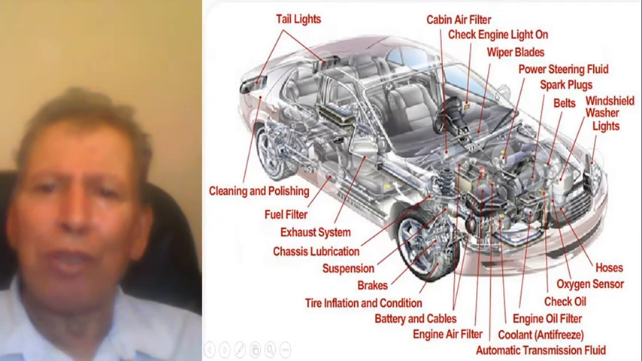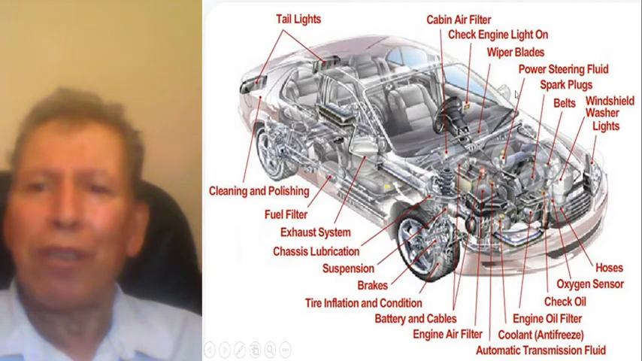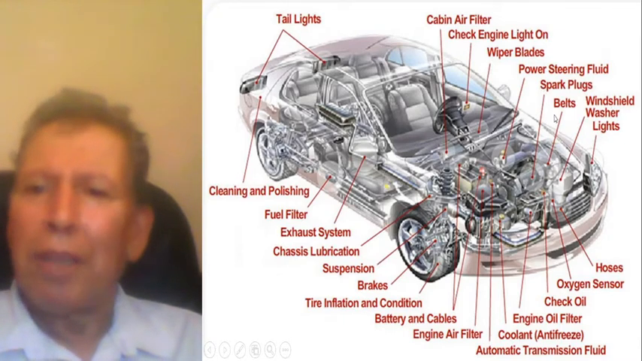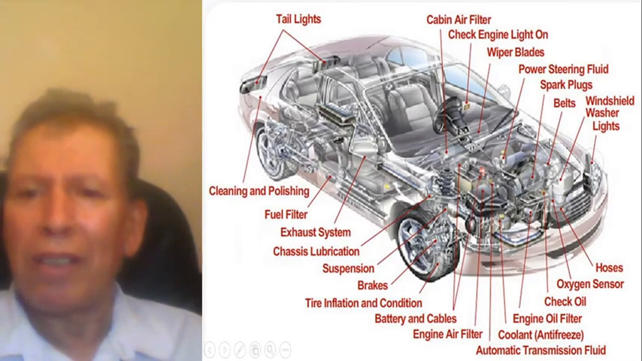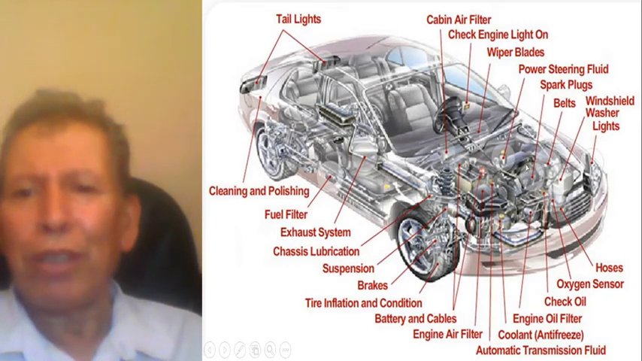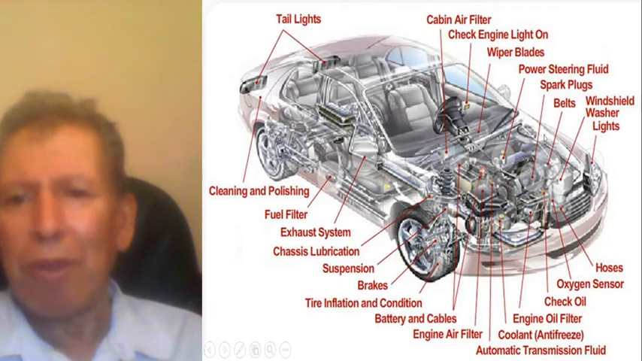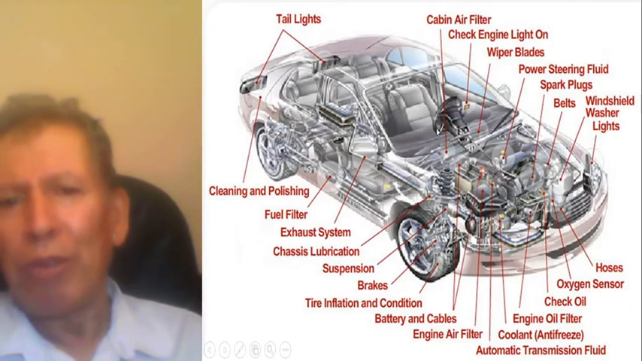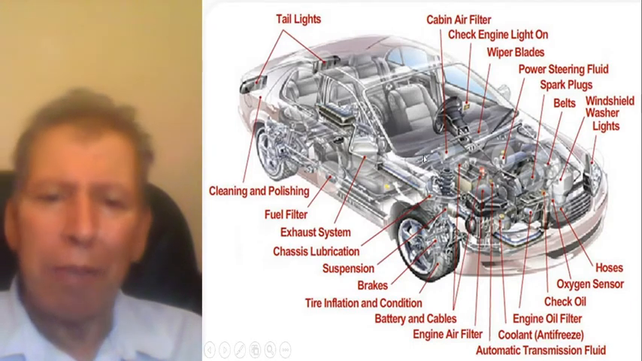Check engine light on. Power steering fluid, direction, right? The belts, yeah, the timing belt and the other belts that synchronize the movement of different pulleys and the electricity generator, but also the timing belt. Windshield washer, that's to wash the windshield. Pare-brise, washer, système pour laver les pare-brise.